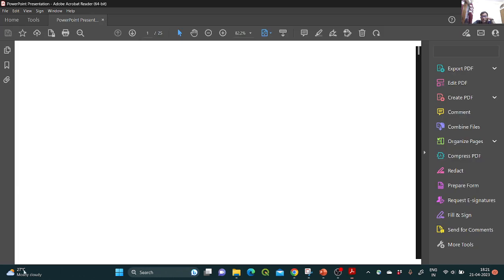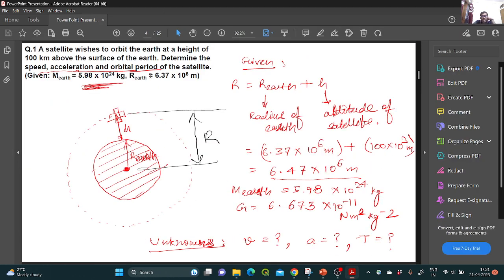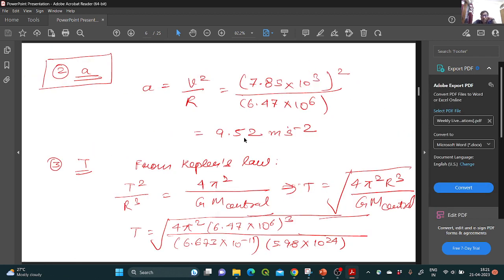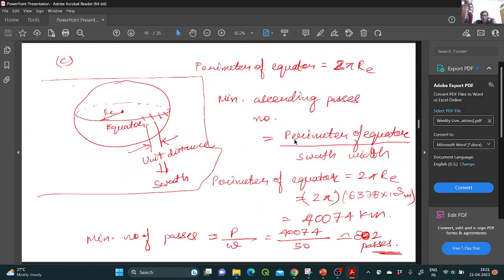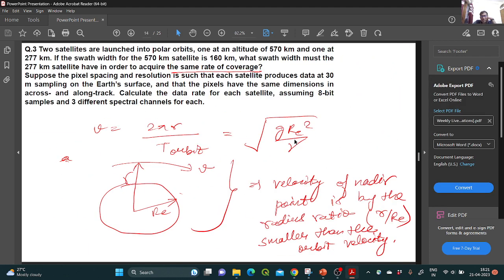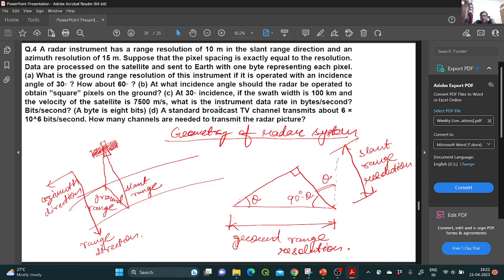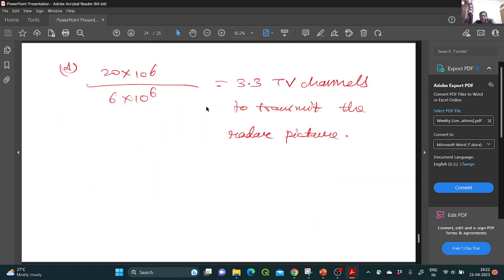Next one comes the weekly live session 10. Again, we continued our analysis on how the satellites are placed, how they vary with respect to the ascending and descending passes. So it was still a discussion about geostationary satellites primarily, and it would be very interesting. Then a bit about radar also. That is how we ended this part.